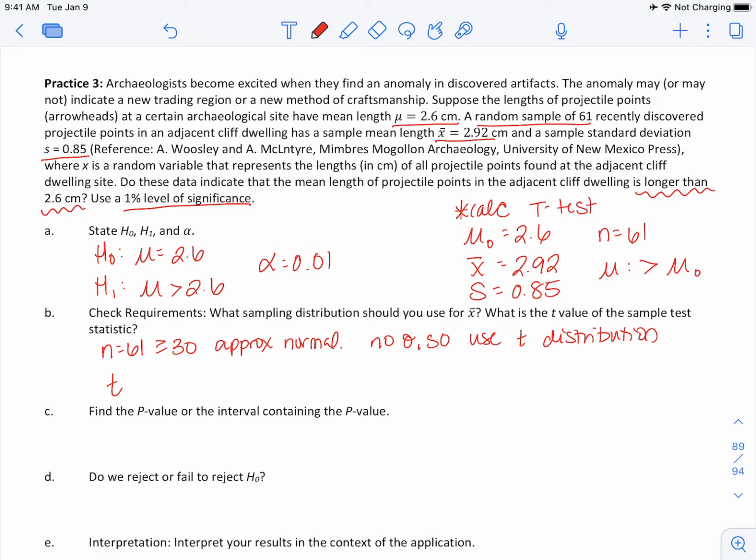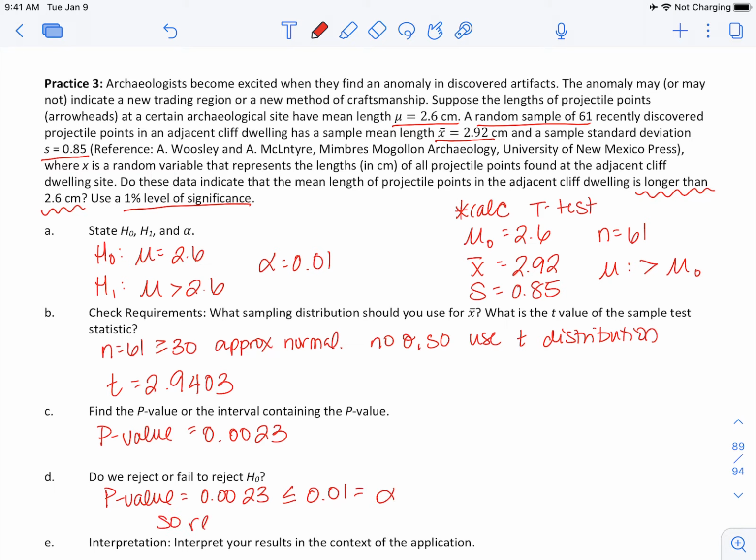And then using our calculator, our t is 2.9403. The p-value, running the test in our calculator, is 0.0023. So then to compare this to alpha, our p-value is 0.0023, which is less than or equal to 0.01, which is our alpha. So we reject our null hypothesis.